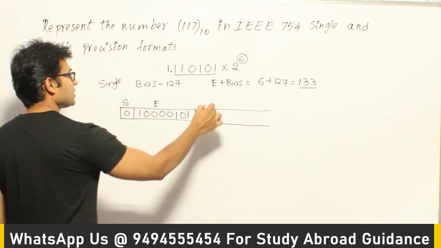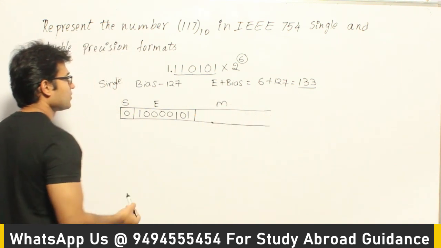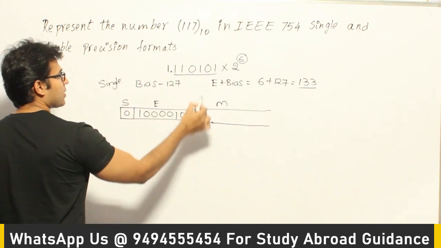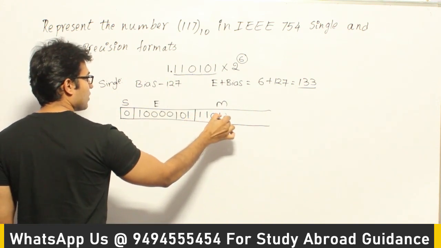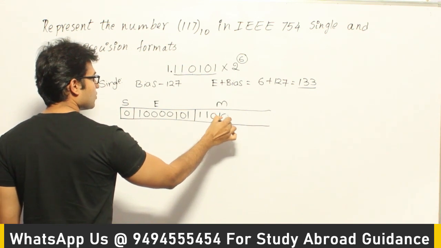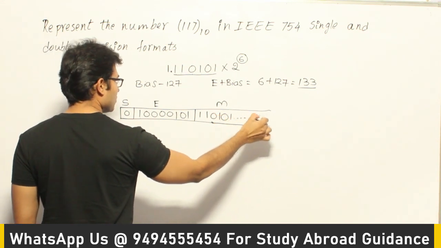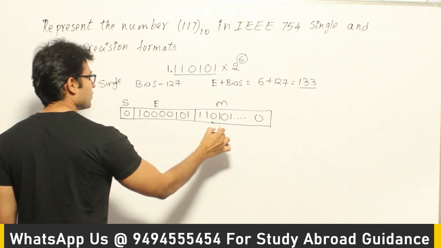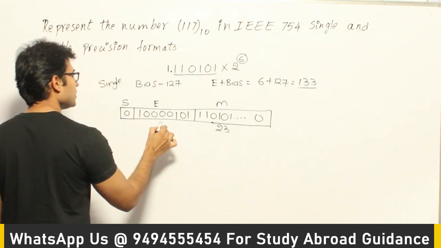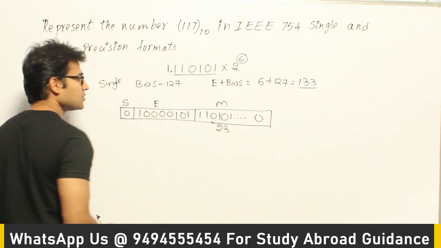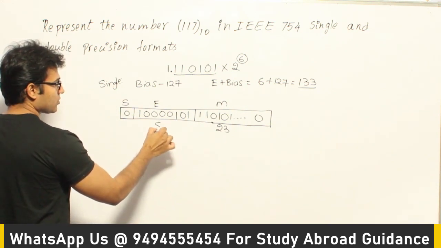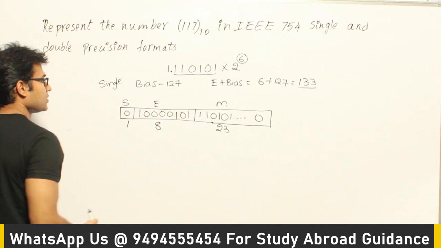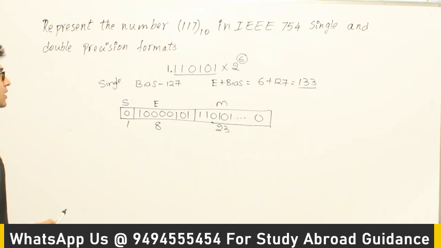And what about the mantissa? The mantissa is going to be this entire part. So 1 1 0 1 and then 0 1, and so on, all zeros. How many zeros? 23. So totally 23 bits should be there, including zeros. And the sign is 1 bit and the exponent is 8 bits. So if you count it, it is going to be a 32-bit representation, right?